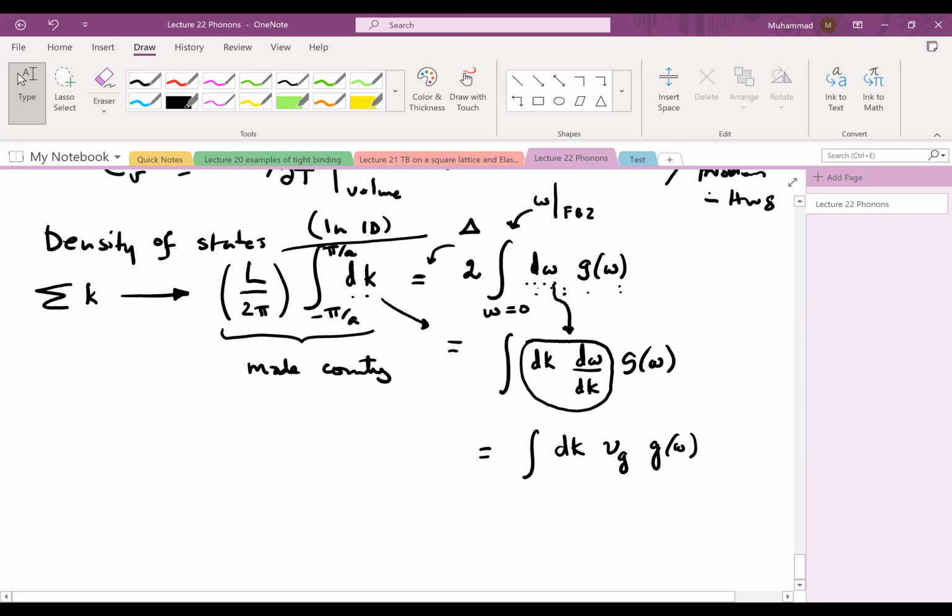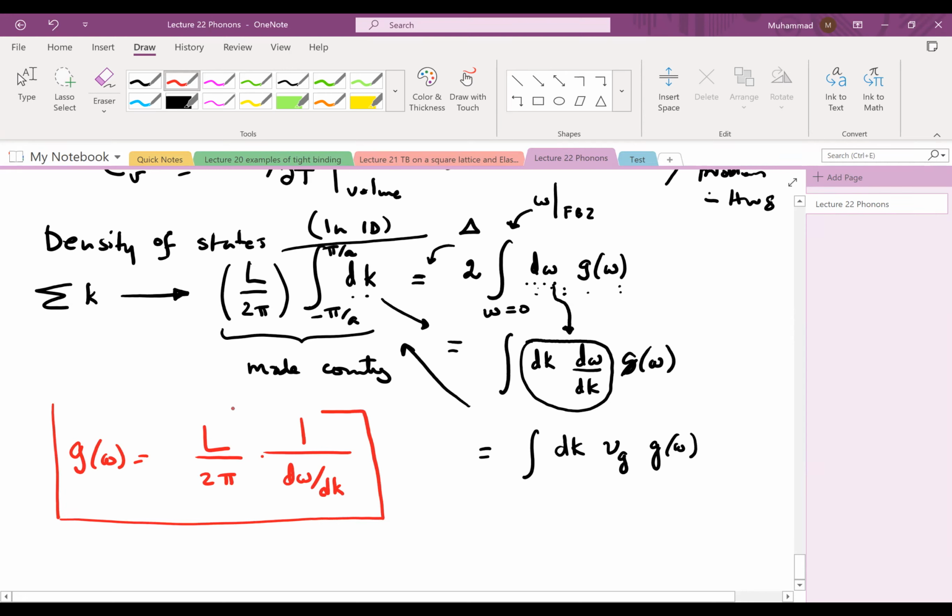So now if I compare this expression with what I have over here, I can immediately say that my g omega is L over 2 pi divided by d omega over dk. So my g omega can be found from this relationship. Now d omega over dk is found from the dispersion relationship, and this is what my density of states is going to look like.